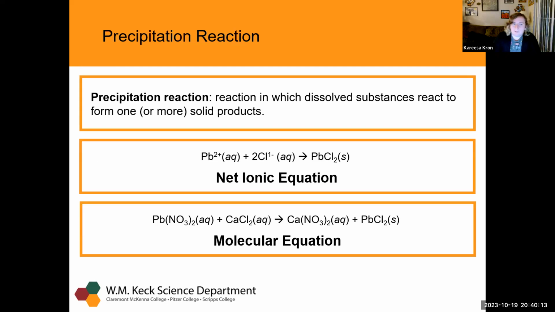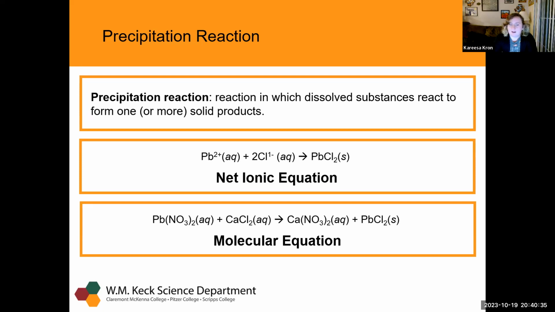And so what is a precipitation reaction? I talked a lot about one in my last video, but I want to officially define it here, and then we can dive into what it looks like and how we predict solubilities. So precipitation reactions are reactions where dissolved substances react to form one or more solid products.